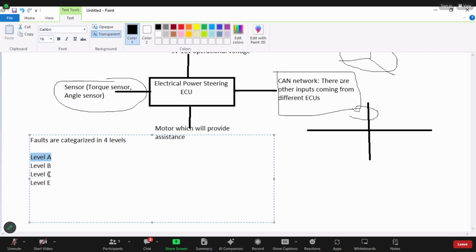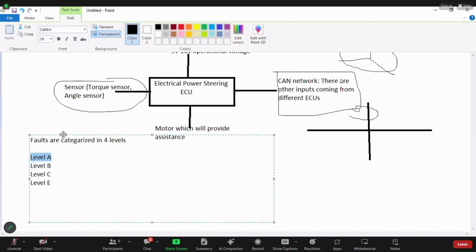Understood? Level C are mostly related to memory. If memory got corrupt or erased, or some tune related plausibility fault, those are categorized as level C faults. Level C are also considered critical faults. If level C faults are there, your ECU will still not work. Understood?